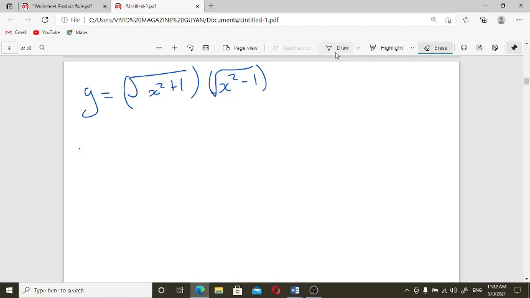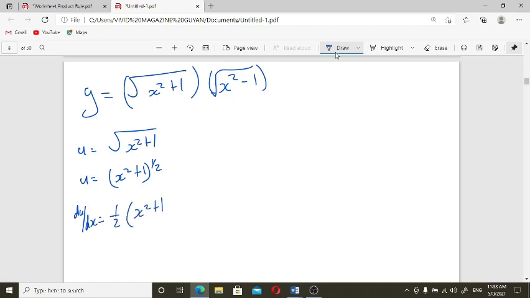So jumping in, u is equal to the root of x squared plus 1. So u is equal to x squared plus 1 raised to the power of a half. So du upon dx is equal to a half of x squared plus 1 raised to the minus a half times 2x. So this is going to go. So we are left with x being divided by the root of x squared plus 1. So that's my du dx.